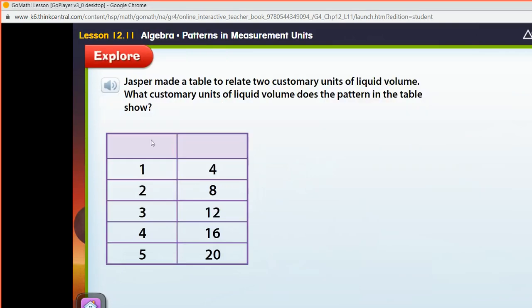Let's try a problem that relates units of liquid volume. Jasper made a table to relate 2 customary units of liquid volume. What customary units of liquid volume does the pattern in the table show? Let's begin by identifying the number pairs in the table. The first pair is 1, 4. Thank you, Qusay. Your answer was right.